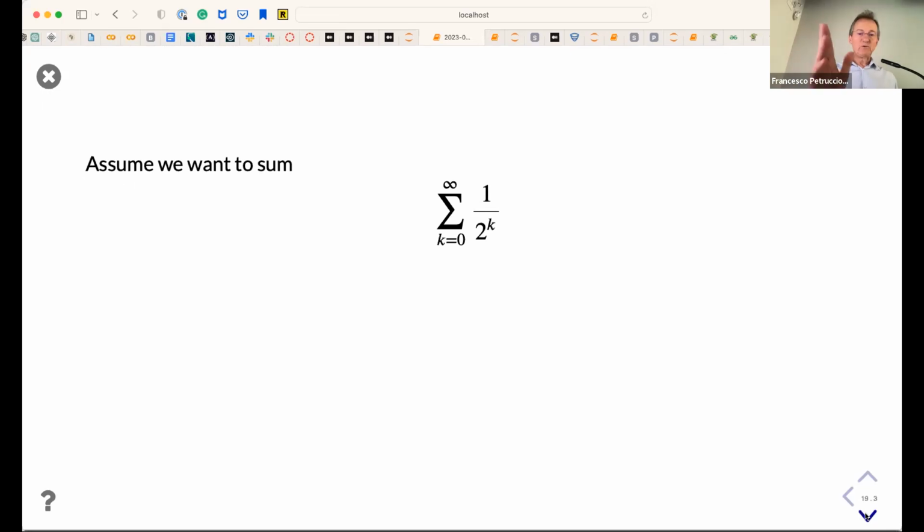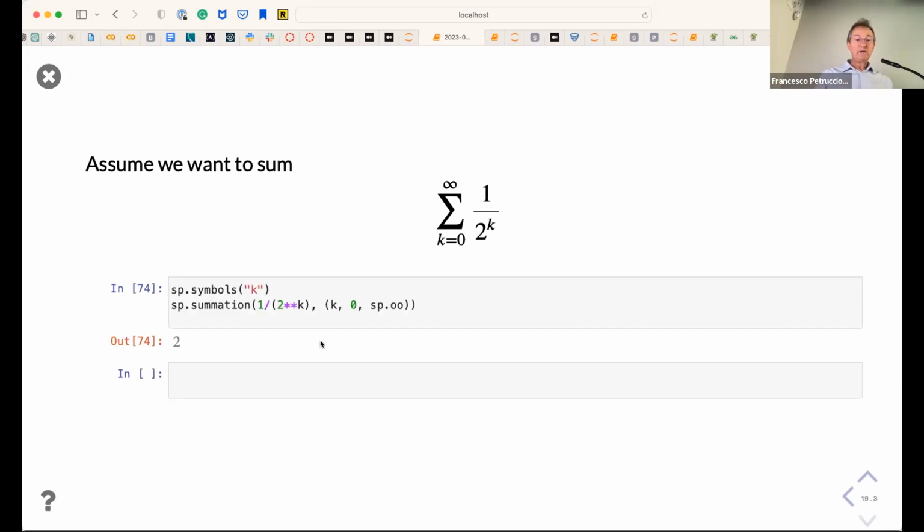And as another example, we use 1/2^k. In this case, you have just a simple k. And the nice thing of this example is that you explicitly see that you can sum to infinity. So SymPy knows that.